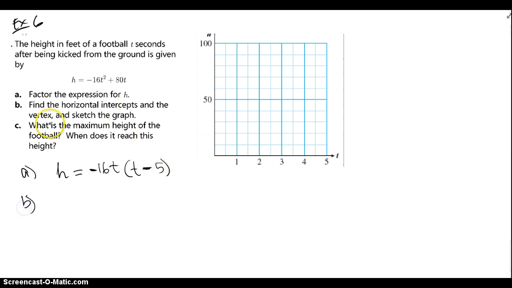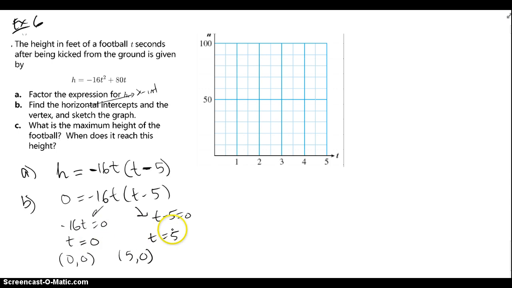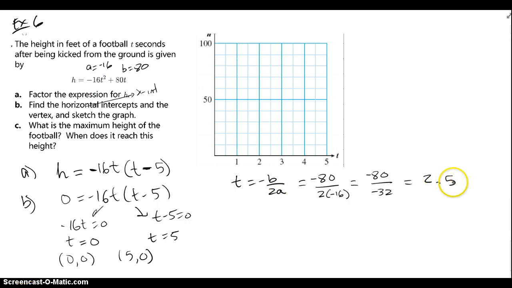Part B says find the horizontal intercepts, in other words, kind of like the x-intercepts. So I make my y or my h 0, and then I pop out those two solutions. So there are my two t-intercepts, 0, 0, and 5, 0. I also have to go find the vertex. So I use x equals negative b over 2a, or t in this case. A is negative 16, b is 80. I go plug them in. I find t to be 2.5.